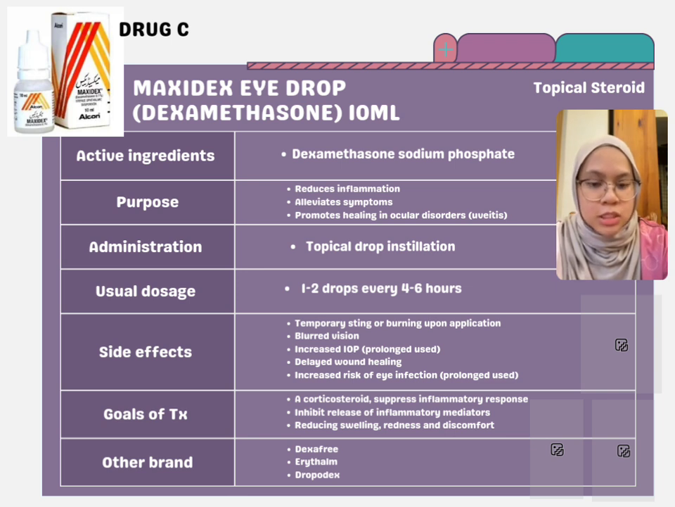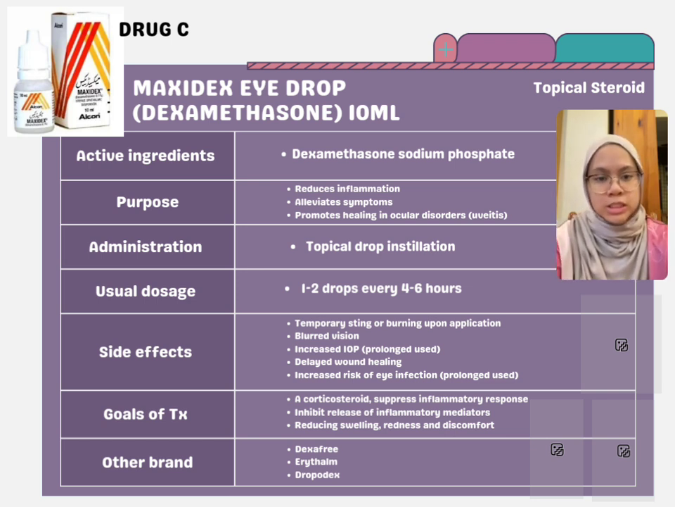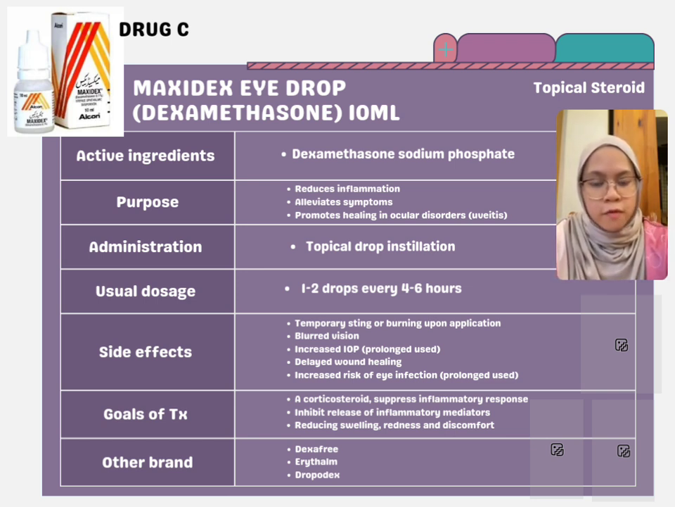It can be administered by the patient himself via topical drop instillation, and the usual dosage is 1 to 2 drops every 4 to 6 hours until the symptoms are relieved. The side effects of taking this drug include temporary sting or burning upon application, blurred vision, increase in intraocular pressure when used prolonged, delayed wound healing, and also increased risk of eye infection when used prolonged.